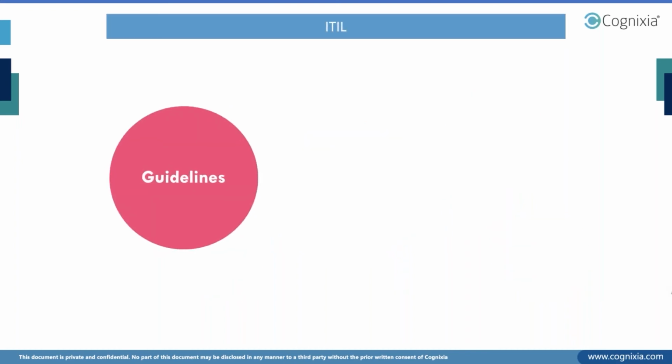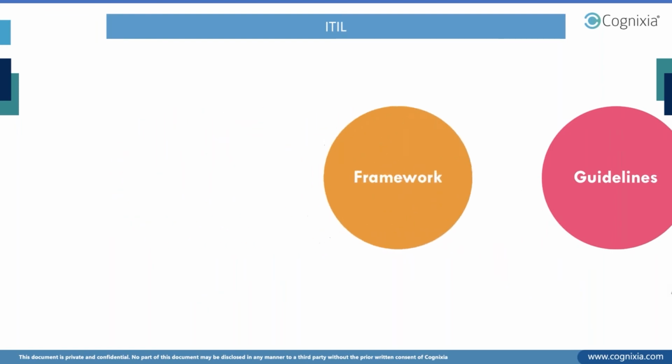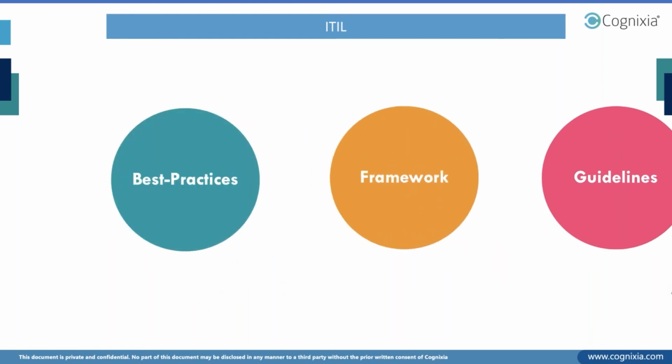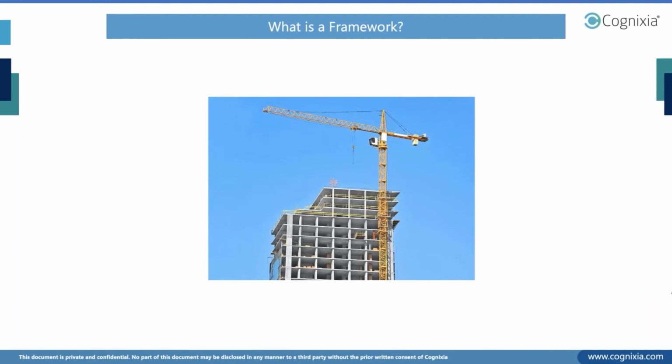When we talk about ITIL, we use three basic keywords: collection of best practices, a framework, and guidelines. We have talked about best practices. Now let's take some time to understand how ITIL is a framework. Let's start by understanding what a framework is. You would have seen construction of buildings happening. Whenever you see a construction of a building happening, it all starts in a similar fashion. The foundation is laid out and the outer structure is created.